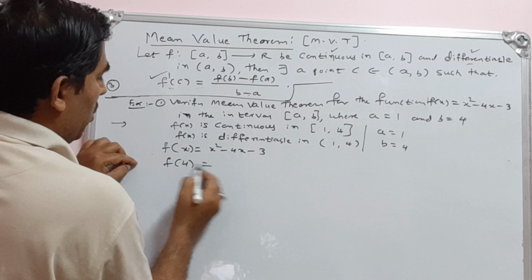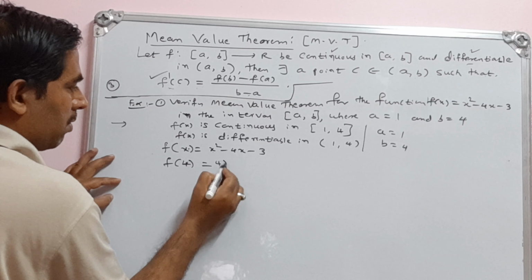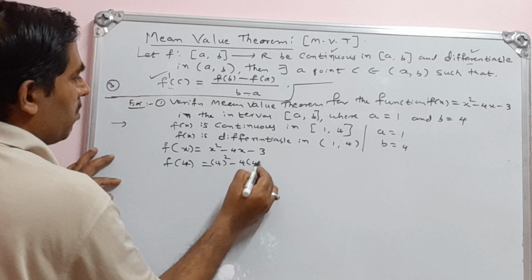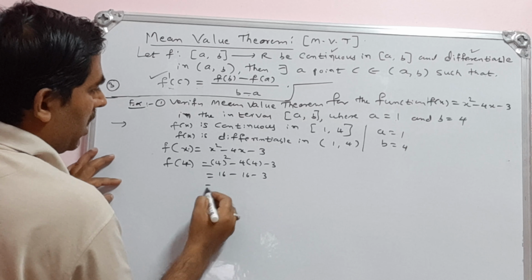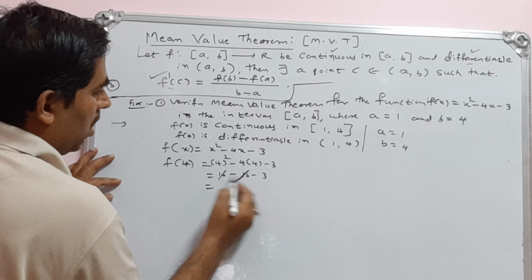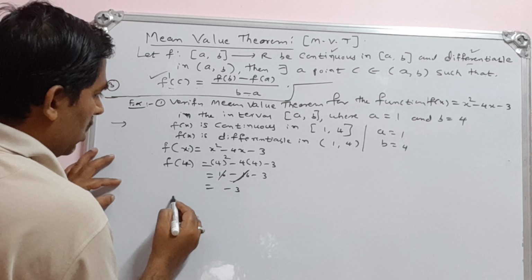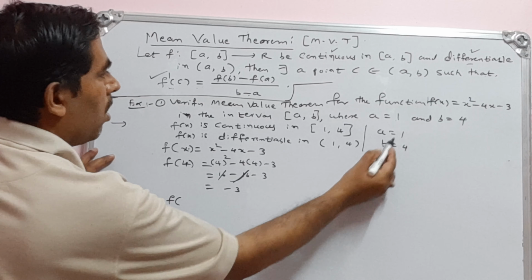f of 4, you can find out f of 4. Substitute 4 here: 4 square minus 4 into 4 minus 3. So 4 square is 16, minus 16, minus 3. So this one is 0. We'll get minus 3. Then f of 4 is over.